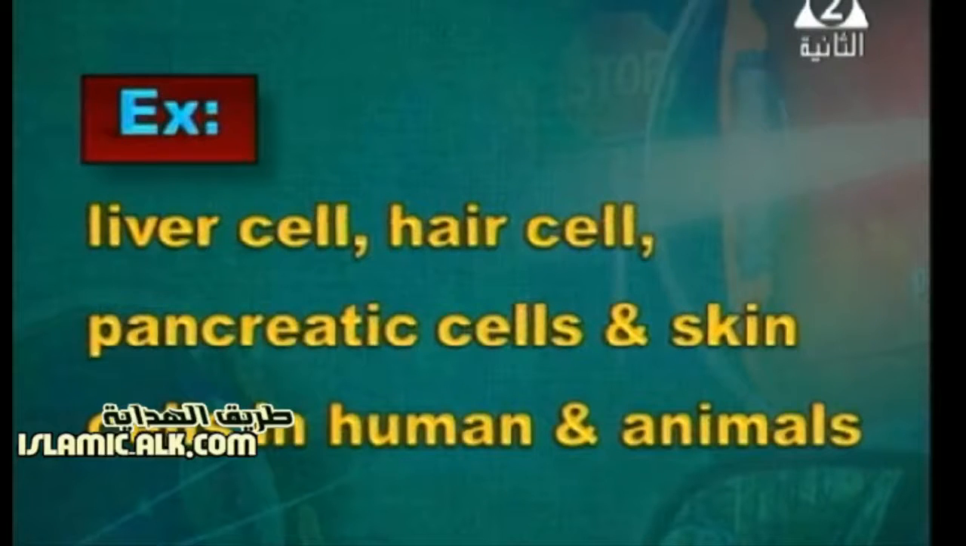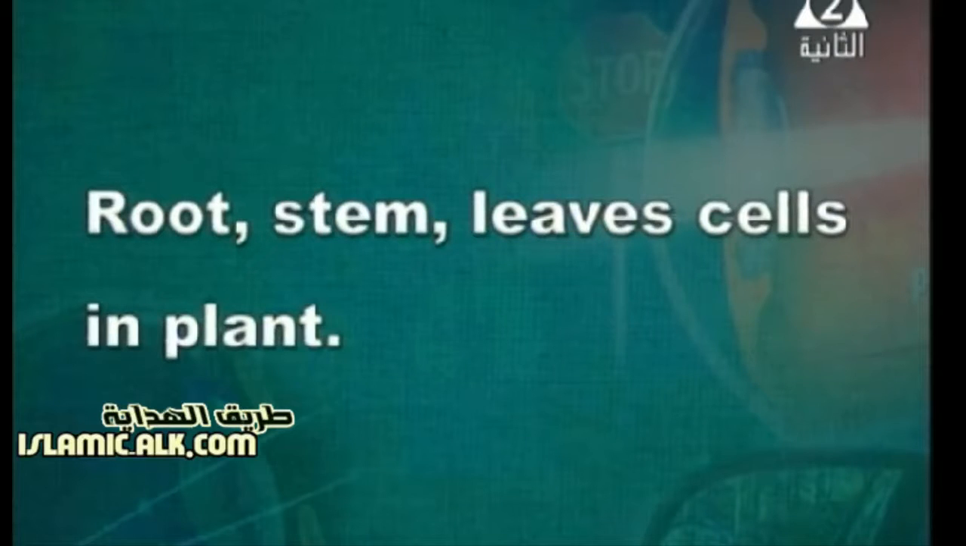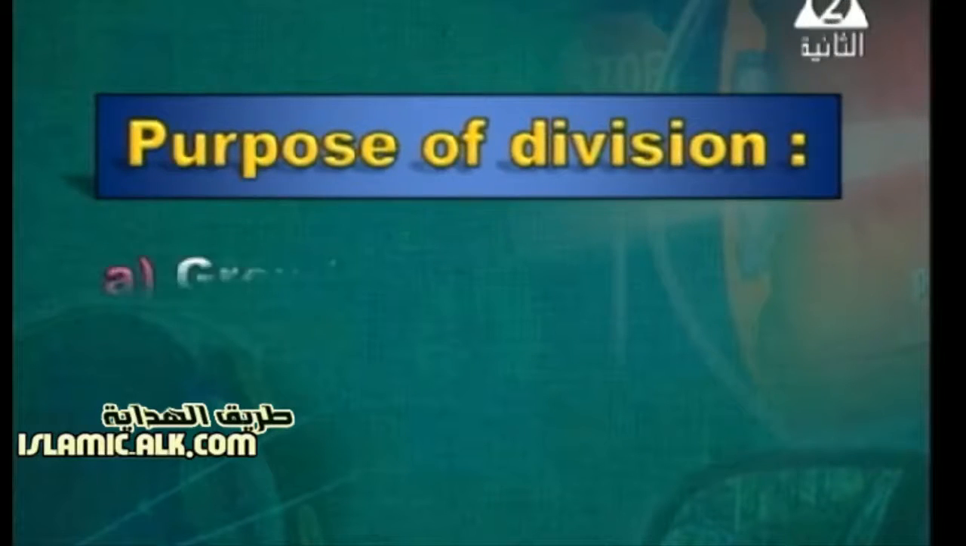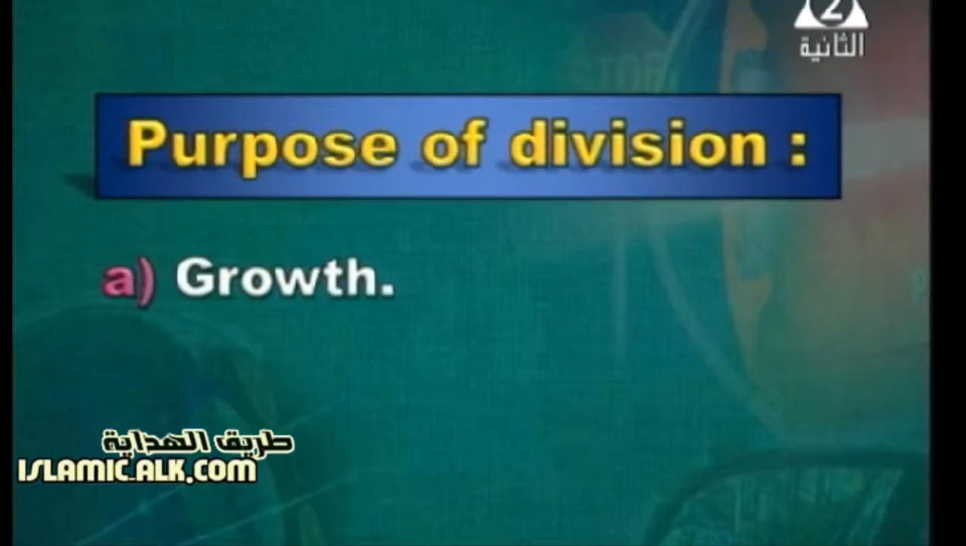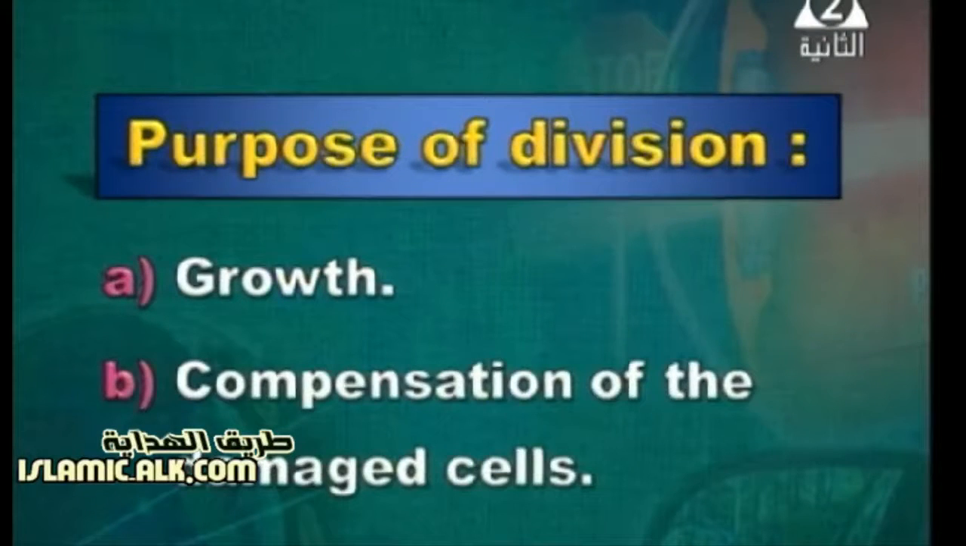In plants, the somatic cells are the cells of the root, the cells of the stem, and the cells of the leaves in the plant tissue. What is the purpose of this division, which means, why do these cells divide? These cells divide for the growth of our bodies, also for compensation of the damaged cells.